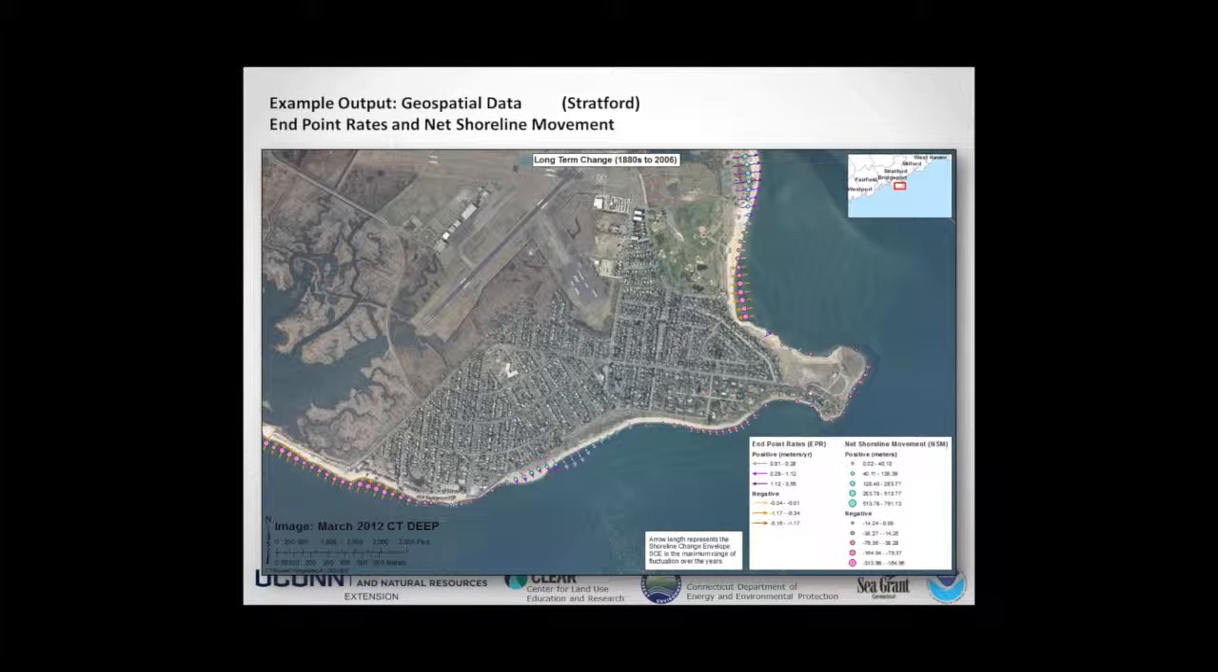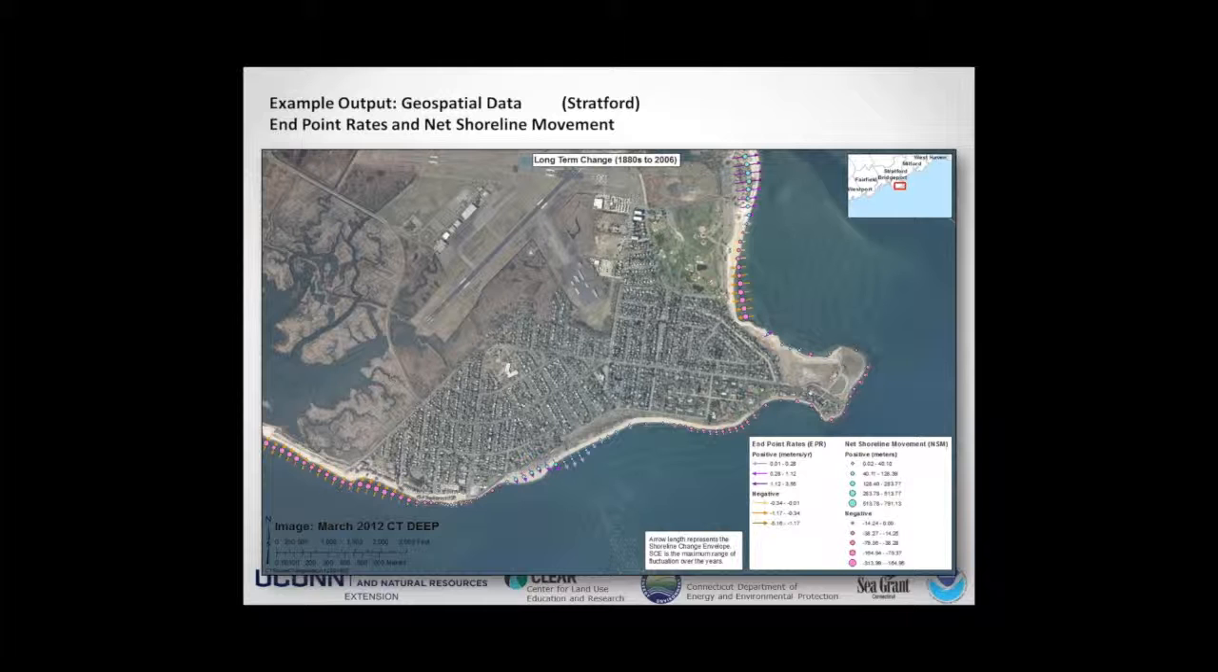So here's another way to display the information. This does deal with the endpoint rates and the net shoreline movement. We've attempted to describe the endpoint rates in this case with different color variations on some arrows. The length of the arrow represents the shoreline change movement I was talking about, the maximum fluctuation of a shoreline at any point. The color of the arrow represents the amount of the rate of change. The arrow represents the direction, whether it was negative or positive. And then the net shoreline movement is, again, drawn as a small sphere of varying scales to show how much change has taken place over that period of time.